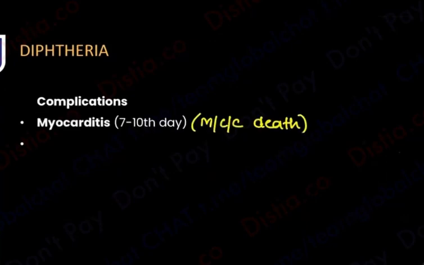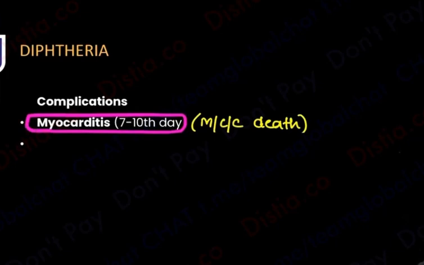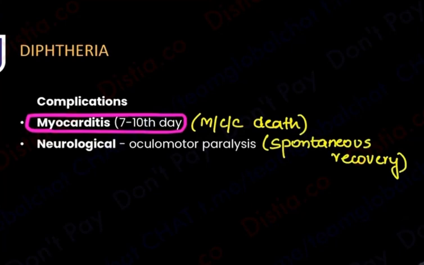If you ask me what are the complications, as I said, heart and brain are the most important. In the heart, of course, there is going to be myocarditis, which occurs by the 7th to the 10th day, and that is the most common cause of death. Can there be something neurological? Yes, there can be neurological involvement, in the form of oculomotor paralysis. From oculomotor paralysis, the good news is that the recovery tends to be better and spontaneous. You really don't need to give too many therapies for it. But myocarditis is deadly. It results in the most common cause of death in diphtheria. Then there are some minor complications.